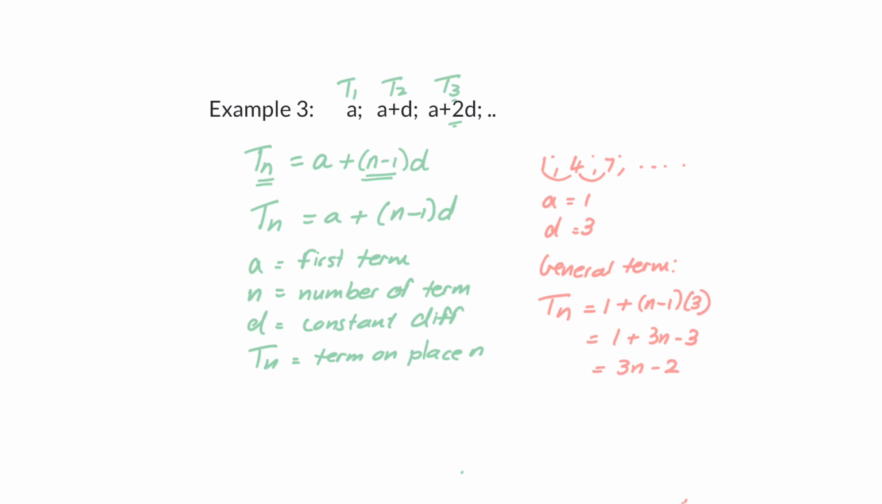So how do you get any term in this sequence right here? That is our sequence we're working with. How do you get T20?